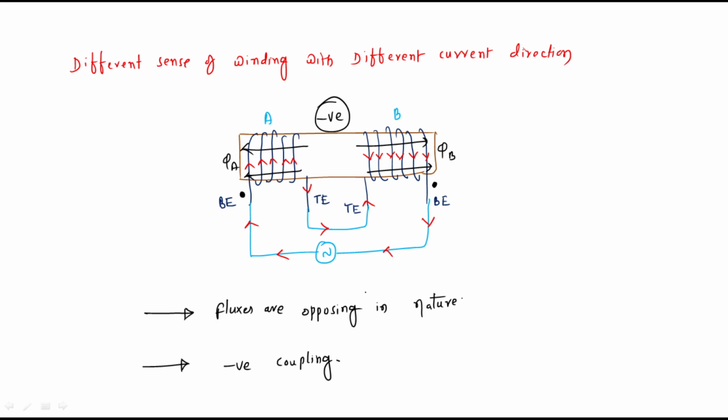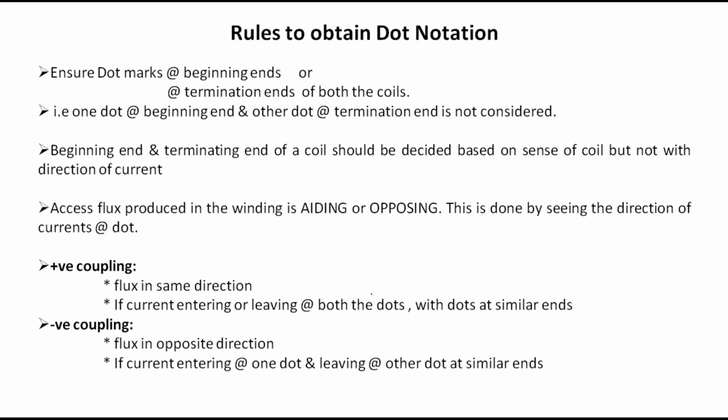Now I am going to explain the important rules to get the dot convention. So what are the rules? Ensure dot marks at the beginning ends or termination ends of both the coils, whether it is the beginning end or the termination end only, but not both beginning and termination. That is, one dot at the beginning end and another dot at the termination end is not considered. The beginning end and termination end of a coil should be decided based on the sense of the coil but not the direction of current. So whether it is the beginning end or termination end is totally decided with respect to the sense of winding only but not the direction of current.